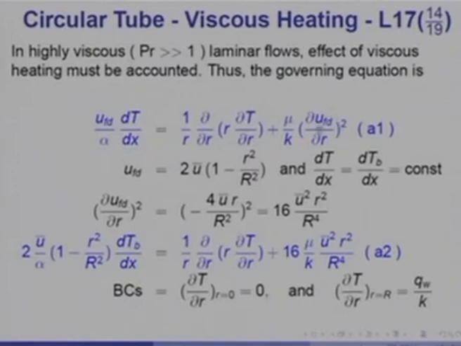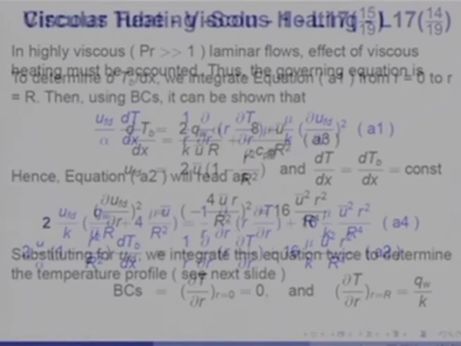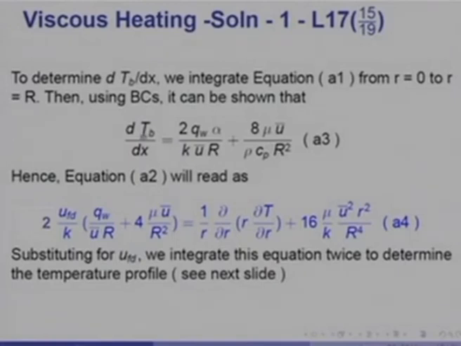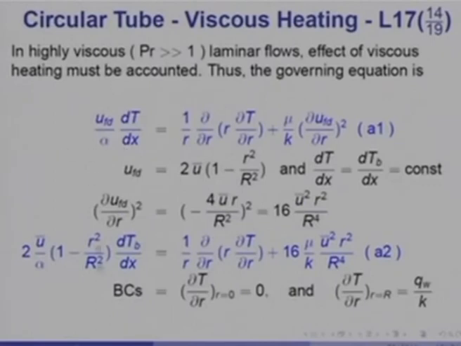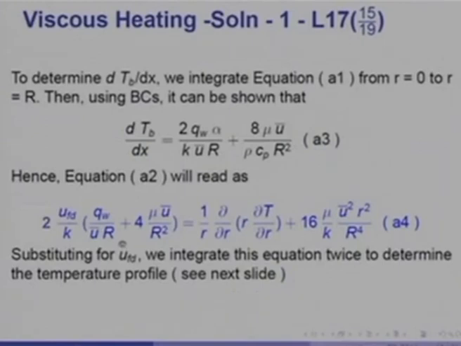and likewise you integrate this from 0 to r. The result is dT bulk by dx would turn out to be 2 q wall alpha by k u bar r, which is the case when no viscous heating is included. But now you see that the bulk temperature rise is also influenced by the amount of viscous heating that has taken place, and that is equation A3. So, if I substitute for dT bulk by dx in equation A2, I will have an equation which looks like this.